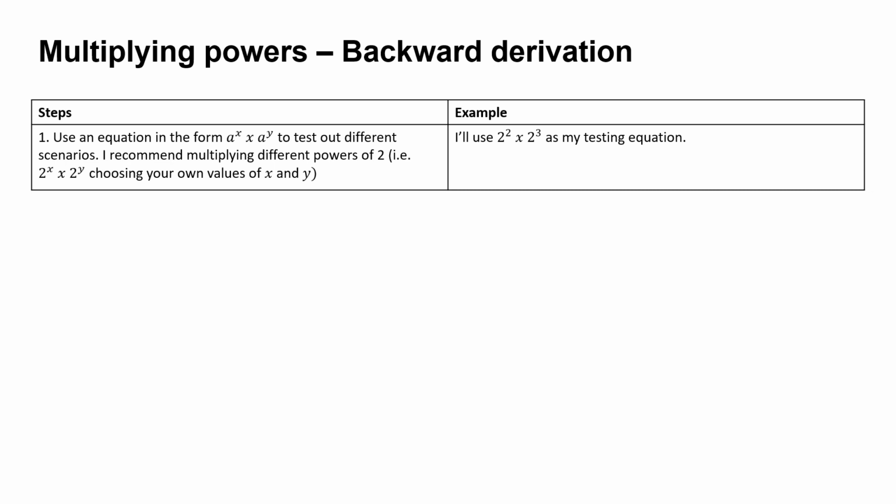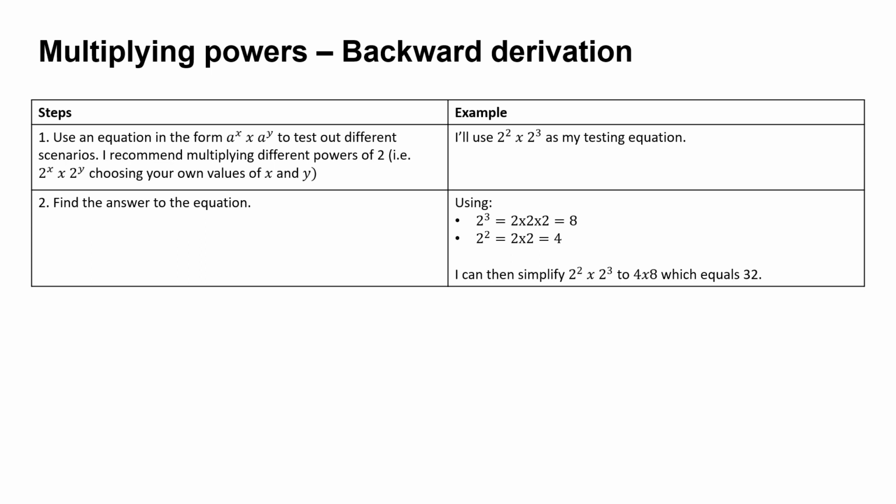If you ever get stuck remembering this rule, what I'm going to show you now is a useful way to try and derive it for yourself. So the first step of this method is we're going to find an equation, and this equation is going to take the form a to the power of x multiplied by a to the power of y. So a is going to be some number. So what I'm going to do is I'm going to take 2 squared times 2 cubed as the equation that I'm going to use to try and derive this.